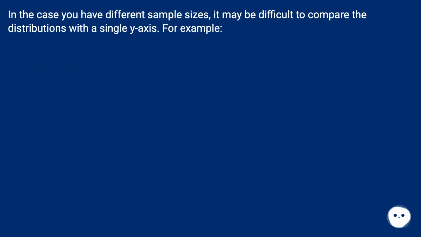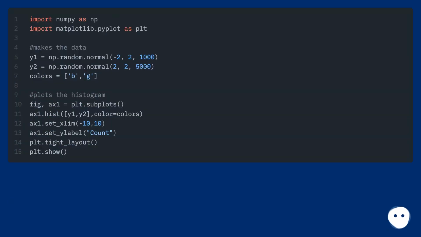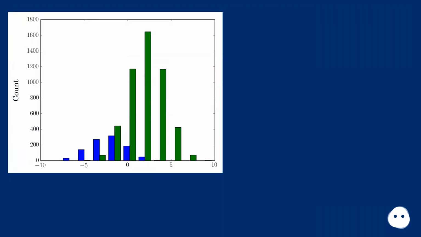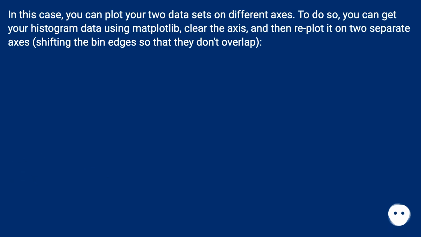In the case you have different sample sizes, it may be difficult to compare the distributions with a single y-axis. For example, in this case, you can plot your two datasets on different axes. To do so, you can get your histogram data using Matplotlib, clear the axis, and then replot it on two separate axes, shifting the bin edges so that they don't overlap.